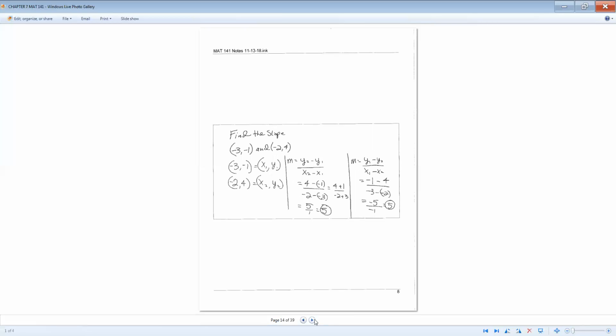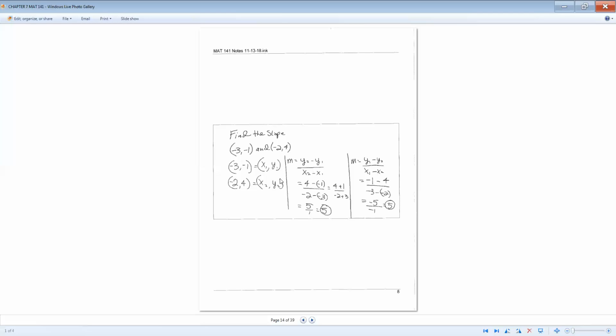All right, so to find the slope, let's say we have these 2 points that lie on the line, and we want to find the slope that's represented by this line. What I would do is call one of them point 1, call the other one point 2. It doesn't matter which one you decide to do that with. So negative 3, negative 1 would be x1, y1, and negative 2, 4 would be x2, y2. Now I'm going to calculate them both using both ways, y2 being first and then y1 being first, just to show you that either way you'll get the same answer.